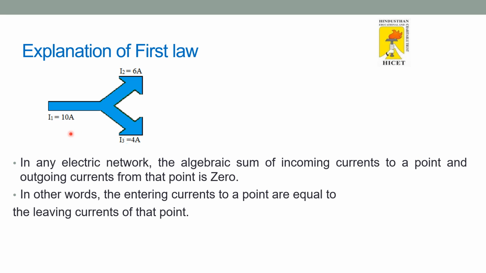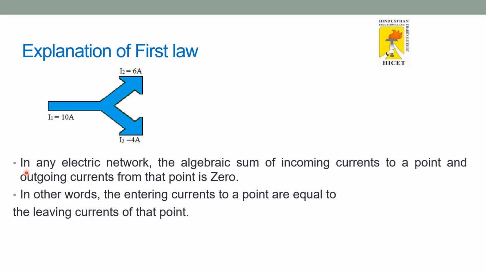Let us consider a water pipe with 10 liters of water flowing through it, which is divided into 2. We have a junction point here. One branch has 6 liters and the other has 4 liters. Similarly, 10 ampere current is entering this junction. It is divided into 6 ampere and 4 ampere. So entering current is equal to leaving currents.